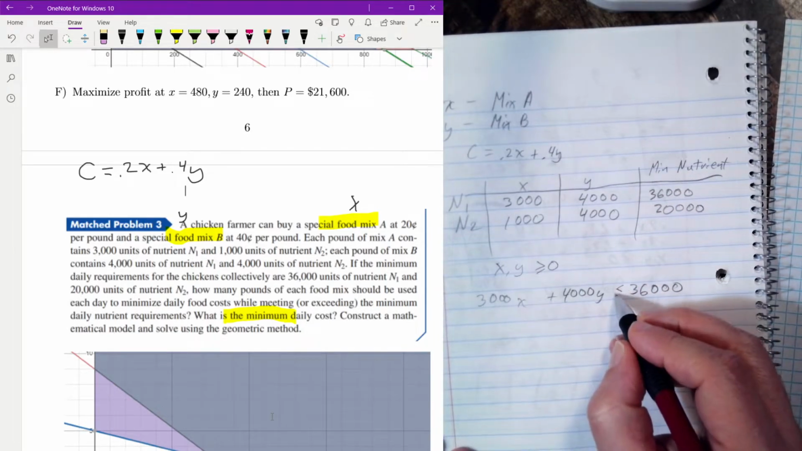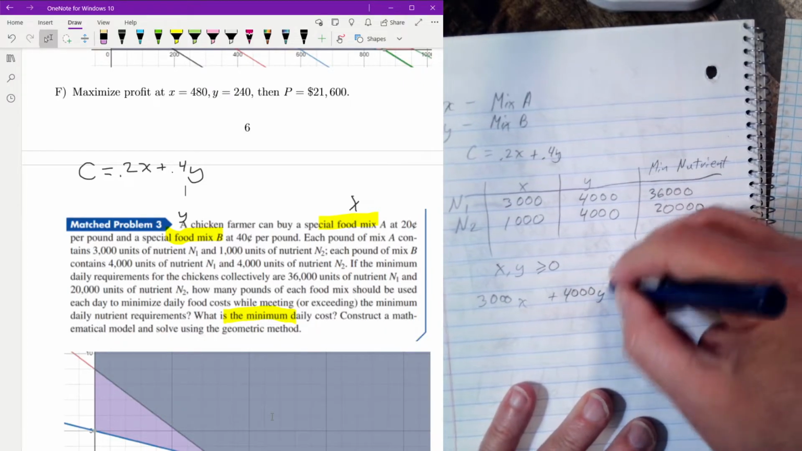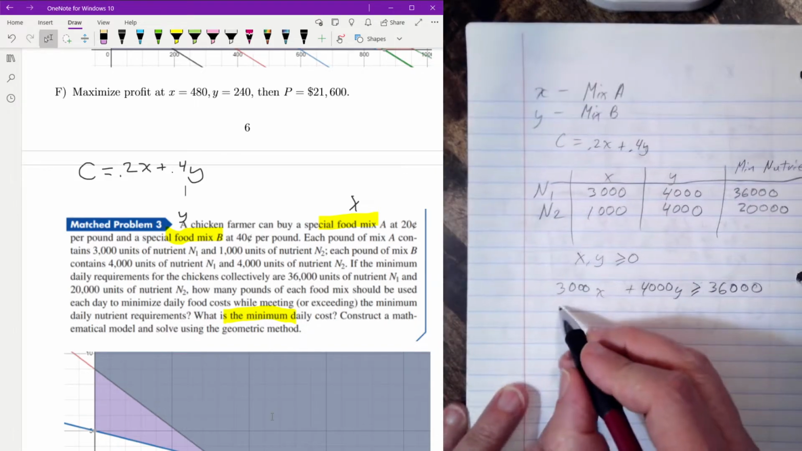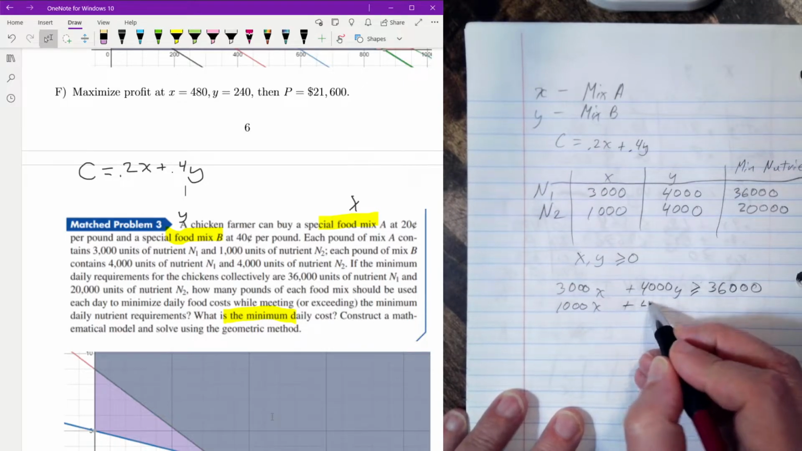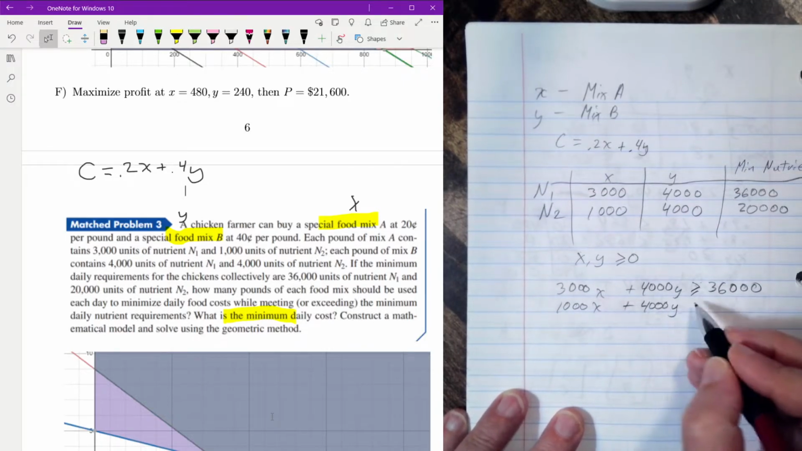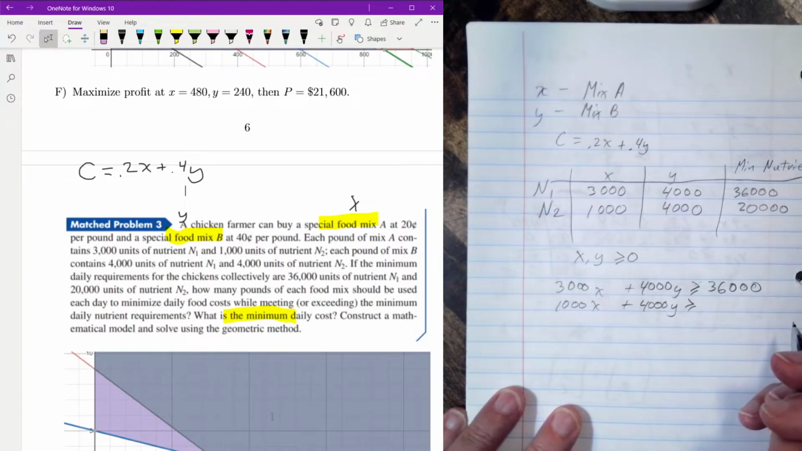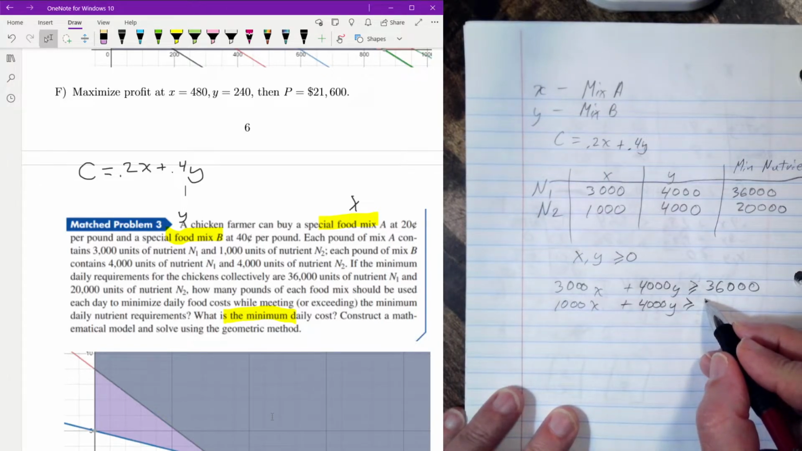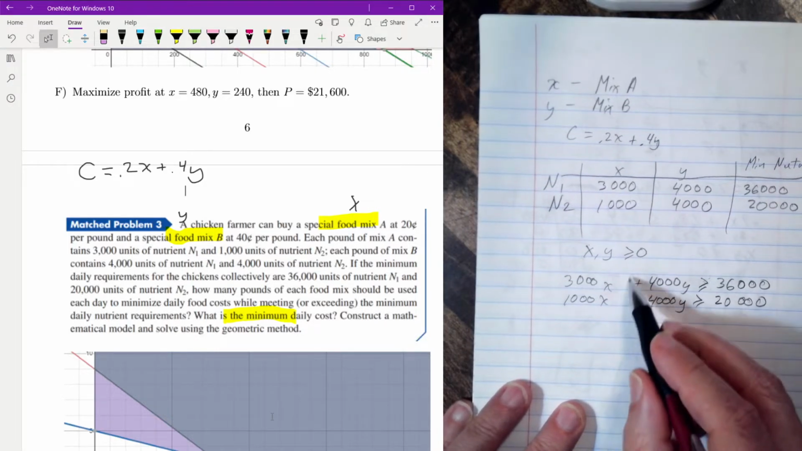Less than. No, it has to be minimum, so it's greater than or equal to. Greater than or equal to. And the same thing for nutrient 2: 1,000x plus 4,000y has to be greater than or equal to 20,000. So we now have our constraints.